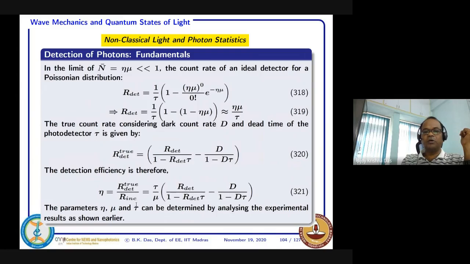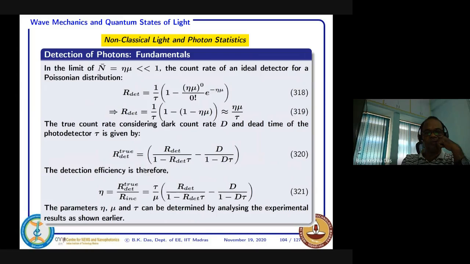So incident, this one actually, I think mu by tau. Tau by mu will be there. And tau by mu, yeah. So eta times mu. If you just take a ratio of this one, then you get this R true detection by R incidence. R incidence means whatever things are coming in, n bar. So yes, eta times mu. So this is your detection, and tau by mu.